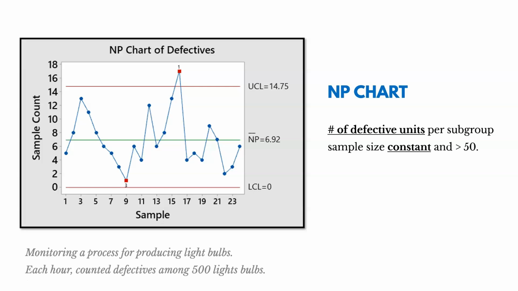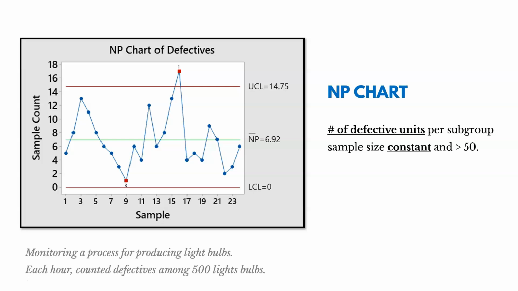And then we'll move over to the NP and the P chart. We'll go from tracking defects to defectives. So we're looking at the number of defective units per subgroup when the sample size is constant and greater than 50. So we're monitoring a process for producing light bulbs, and each hour we counted defectives among 500 light bulbs.